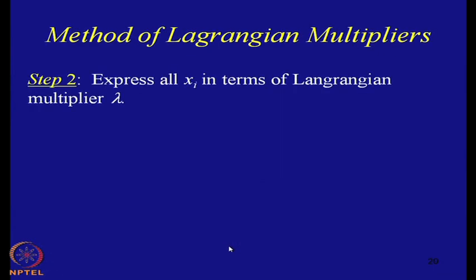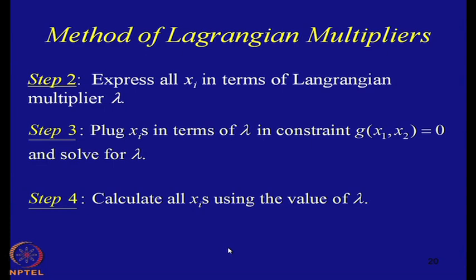Now, going to the next step. Once we get the 3 equations and 3 unknowns, we will express all xi's in terms of the Lagrange multiplier from the first 2 equations. And once we get x1 and x2 in terms of lambda, we will substitute them in the third equation in step 3 and we will get the value for lambda. Once we get the value for lambda from the necessary conditions, we will get the values for x1 and x2 as well. Whatever I said, let me explain through a numerical example in the next.